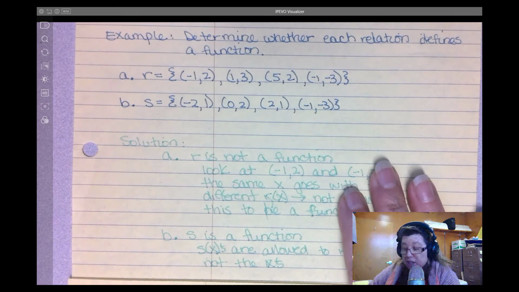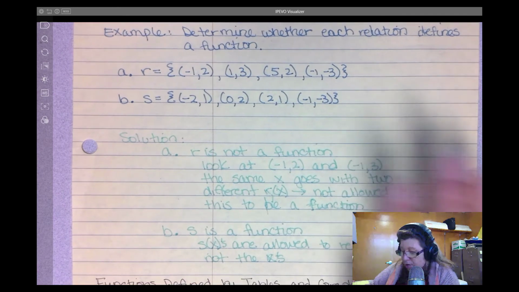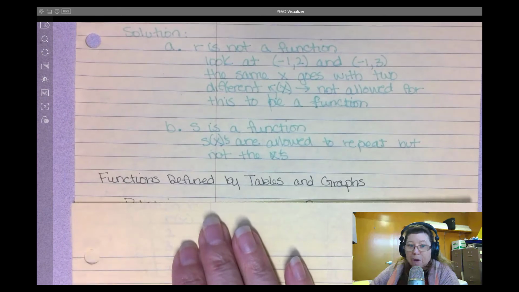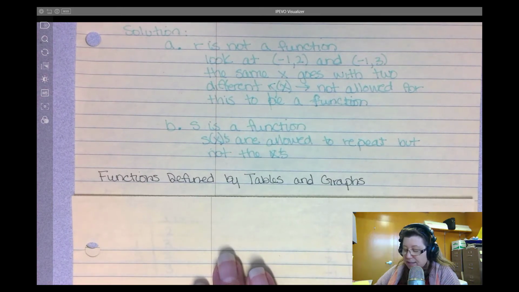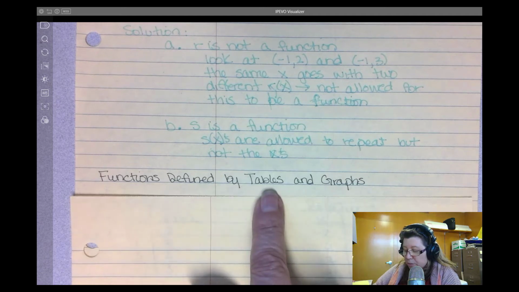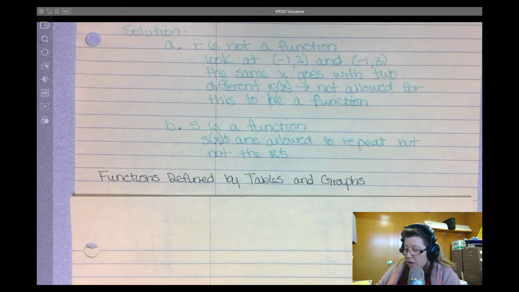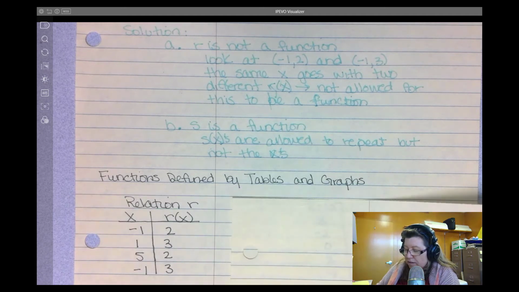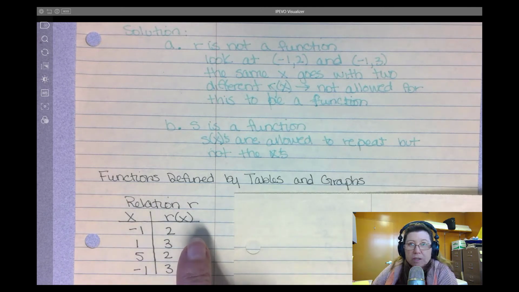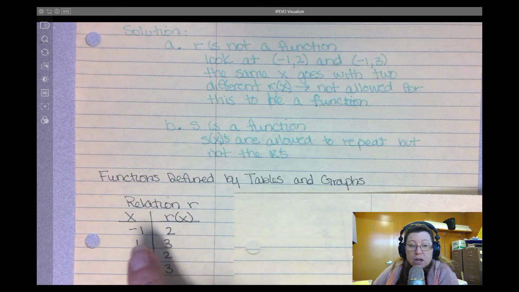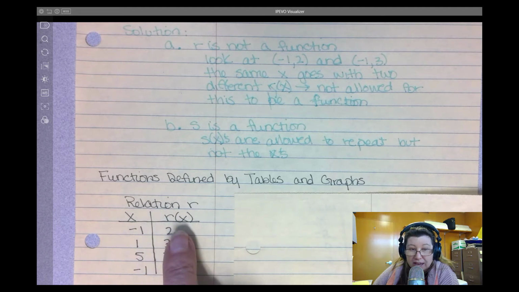Another way to represent functions is by tables and graphs. You've probably seen this quite a bit in your lifetime of taking math classes. When we use tables, we usually have two columns. We usually have one for our x values and then one for our output. Remember, we're dealing with function notation, so it's not going to be x and y. Our relation is r, and therefore it's x and r of x.